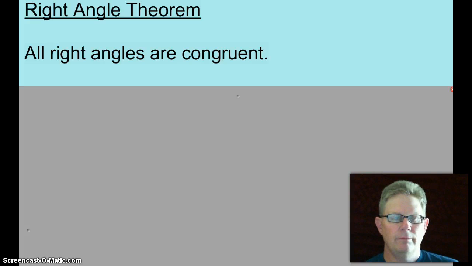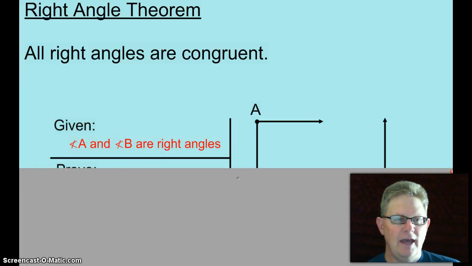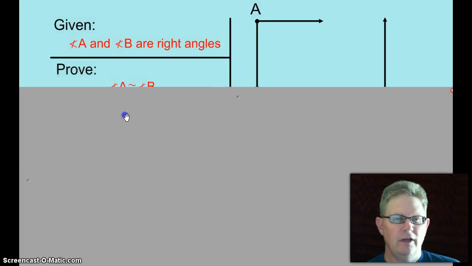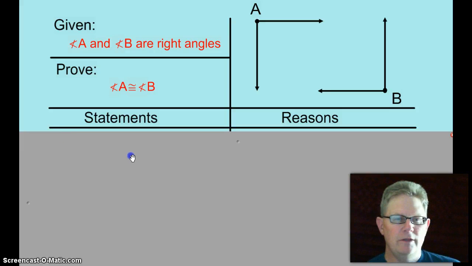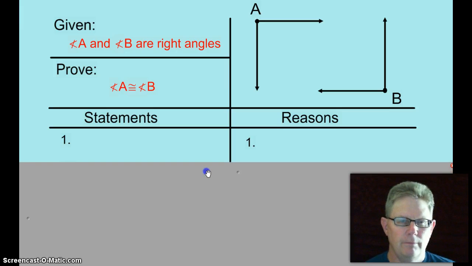The right angle theorem states all right angles are congruent. So we'll get the two-column proof set up, and when you're done, you go ahead and start it back up, and we'll get going again. Be right back. Alright, let's go ahead and start with statement number 1.